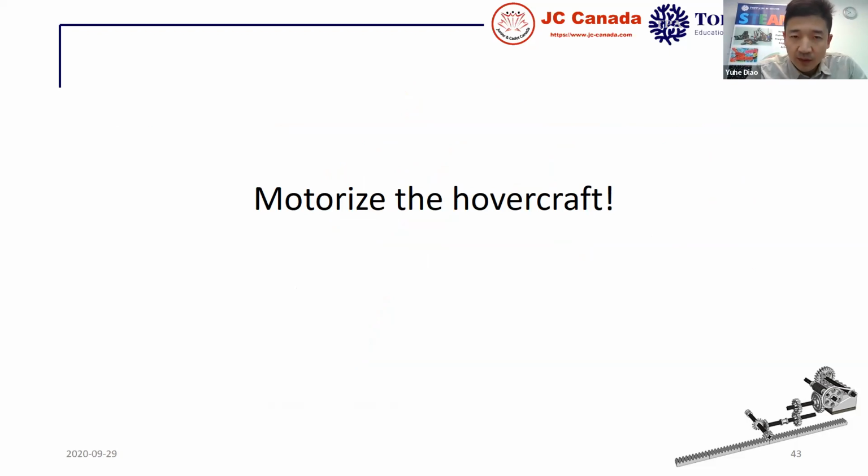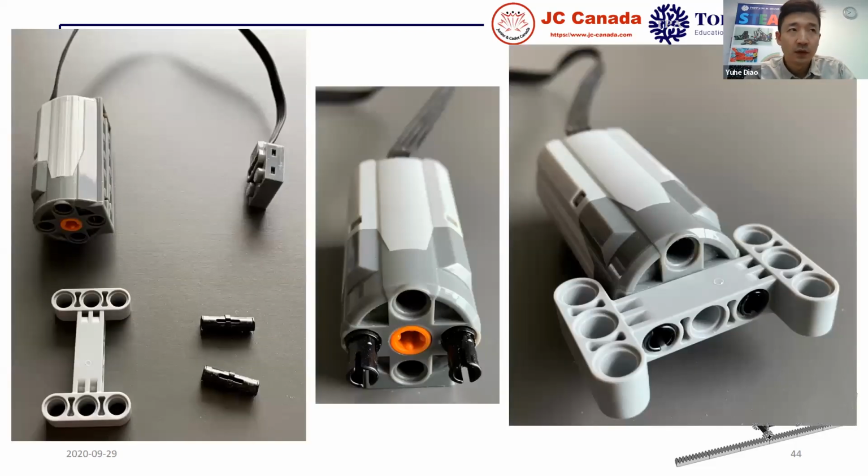I said motorize means we just add the motor, and then we can turn on the motor and drive the model. So the first one, the medium motor and 2 black pins, on the left side and right side. This one and this one. 2 black pins.